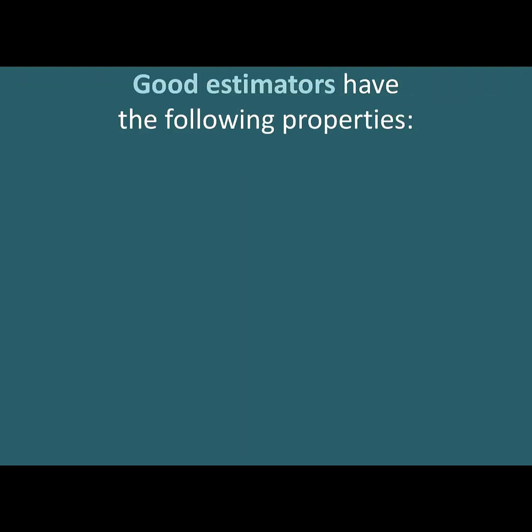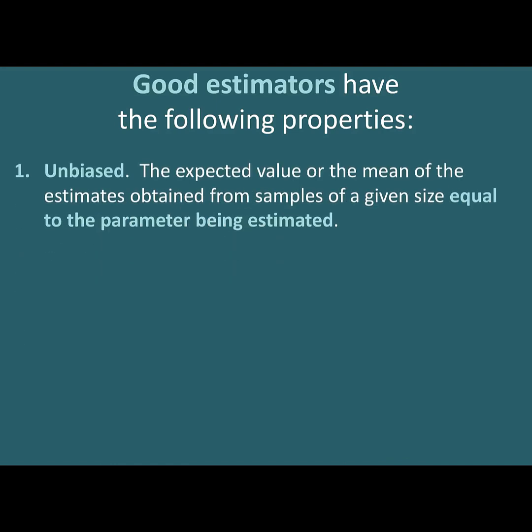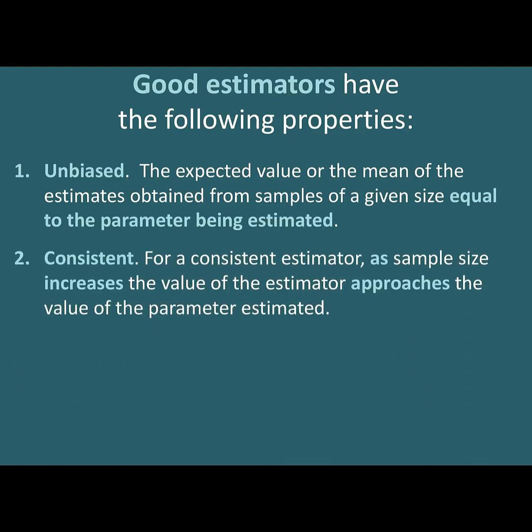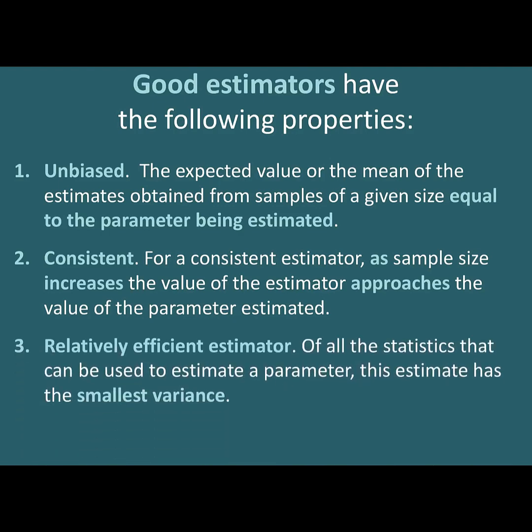Good estimators have the following properties. First, they are unbiased. The expected value or the mean of the estimates obtained from samples of a given size equals the parameter being estimated. Second, they must be consistent. For a consistent estimator, as sample size increases, the value of the estimator approaches the value of the parameter estimated. Third, a good estimator is a relatively efficient estimator. Of all the statistics that can be used to estimate a parameter, this estimate has the smallest variance.